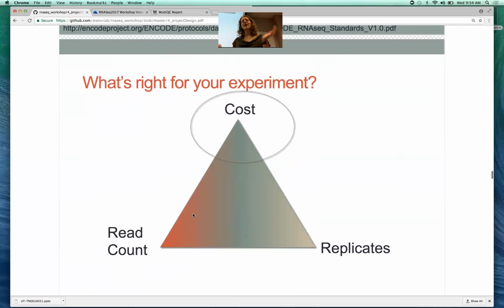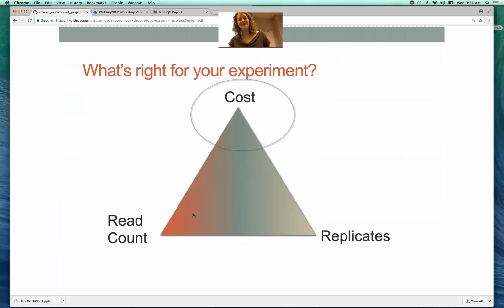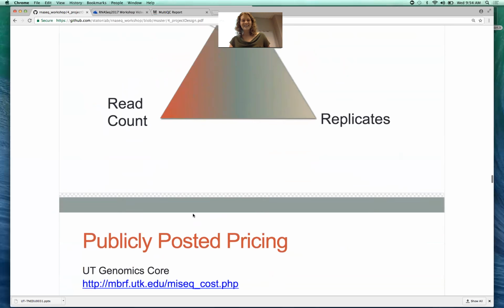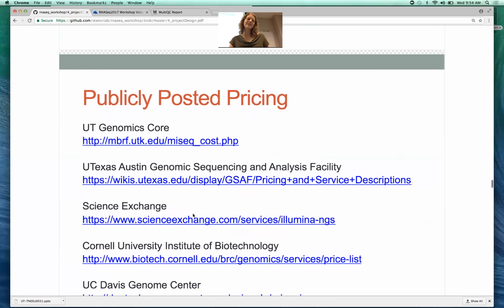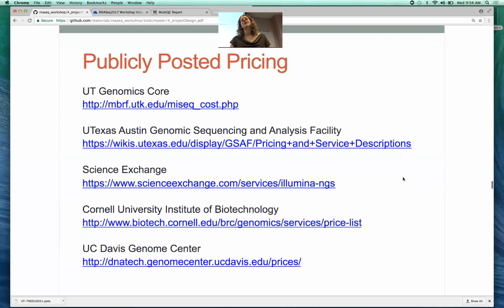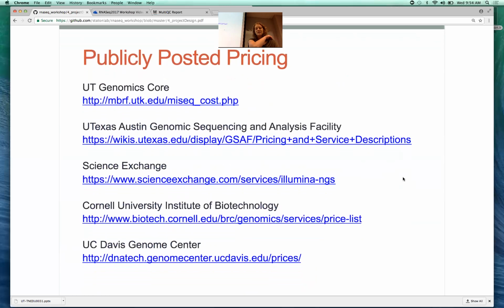Okay, and so of course you have to balance all of this with cost because none of us have an infinite amount of money. So I put a list of places that have publicly posted pricing. For me, the first thing I do when I have a new project is get the budget out, get the experimental design figured out, and then go visit all these places and figure out how to balance library prep fee versus lanes versus instrument.